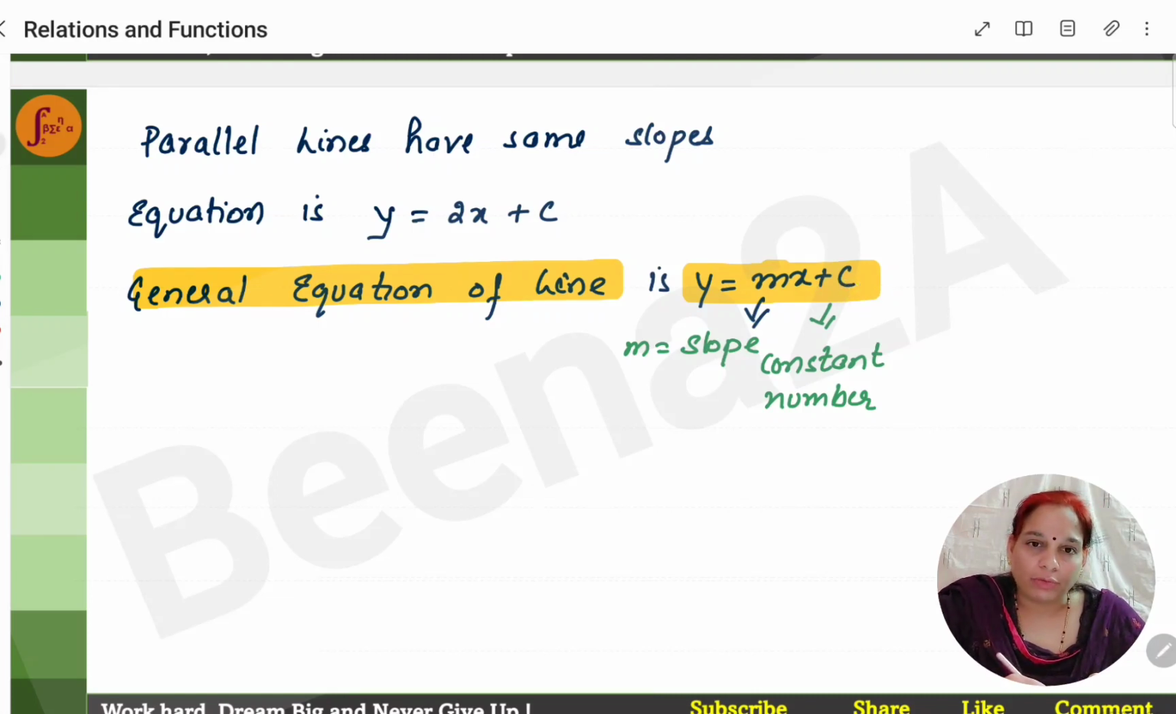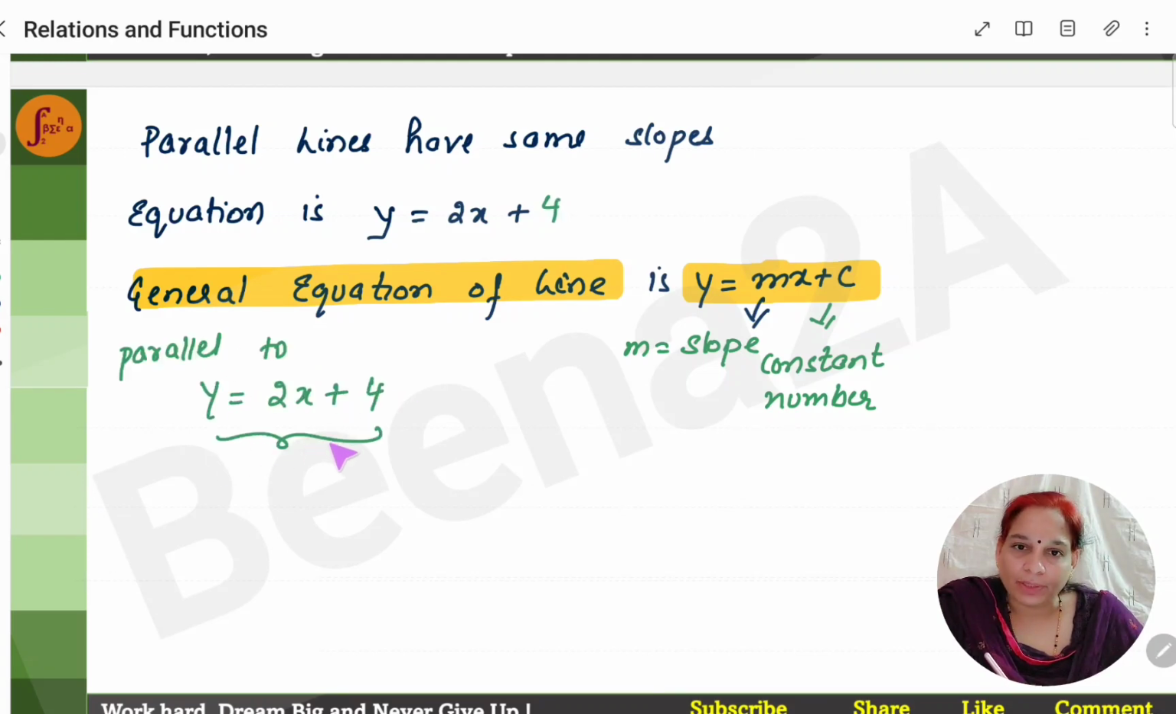Now you'll have to find all lines that are parallel to this particular line. That line is represented as an equation, right? And that equation is y is equal to 2x plus 4. So you should find all parallel lines to this particular line. So how do you denote the set of those lines? You could have multiple lines which are parallel to this, right?